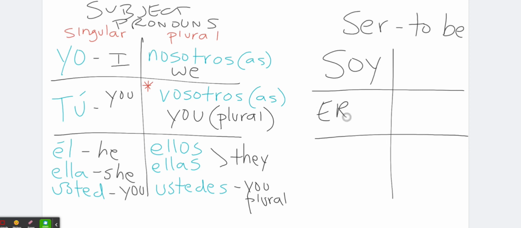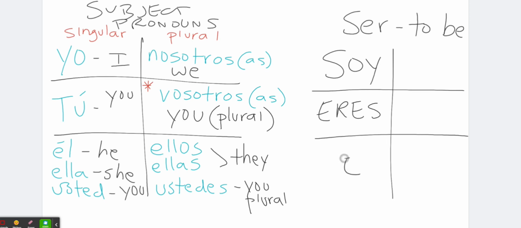The you are is eres. So maybe you're in Spanish 1, you learn how to say, where are you from? You'd say, de dónde eres, because you're asking you. You could say, you are pretty. Tú eres bonita or bonito.